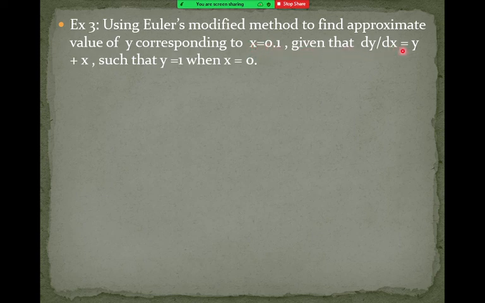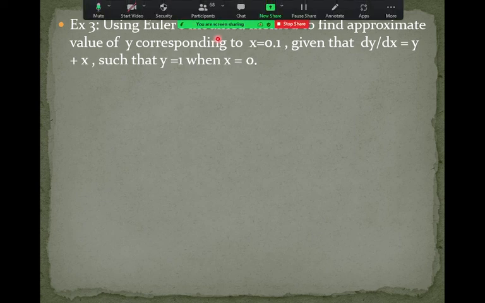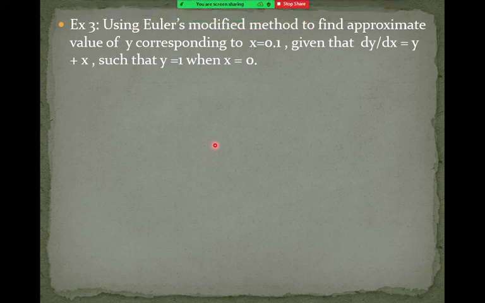Given that dy by dx is y plus x, all the remaining things are similar. First, as it is Euler's modified method, remember, we should take n equal to 1. So n is 1. So what should be h?